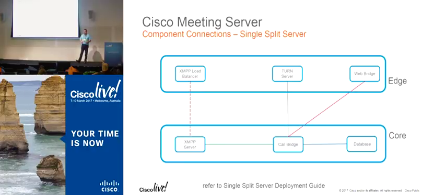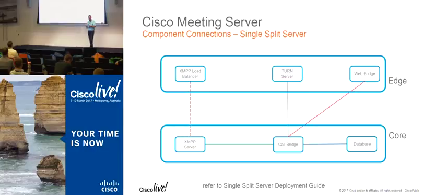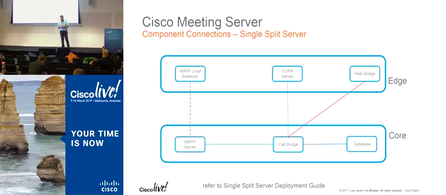So this is, as I mentioned before, what we call a single split scenario, and here's all of our component connections. So we have the XMPP load balancer, which is our XMPP proxy, as I would call it, connecting to our XMPP server. Our core bridge connects to our XMPP server, and it also connects to the turn server and to the web bridge. And the core bridge also has an associated database.